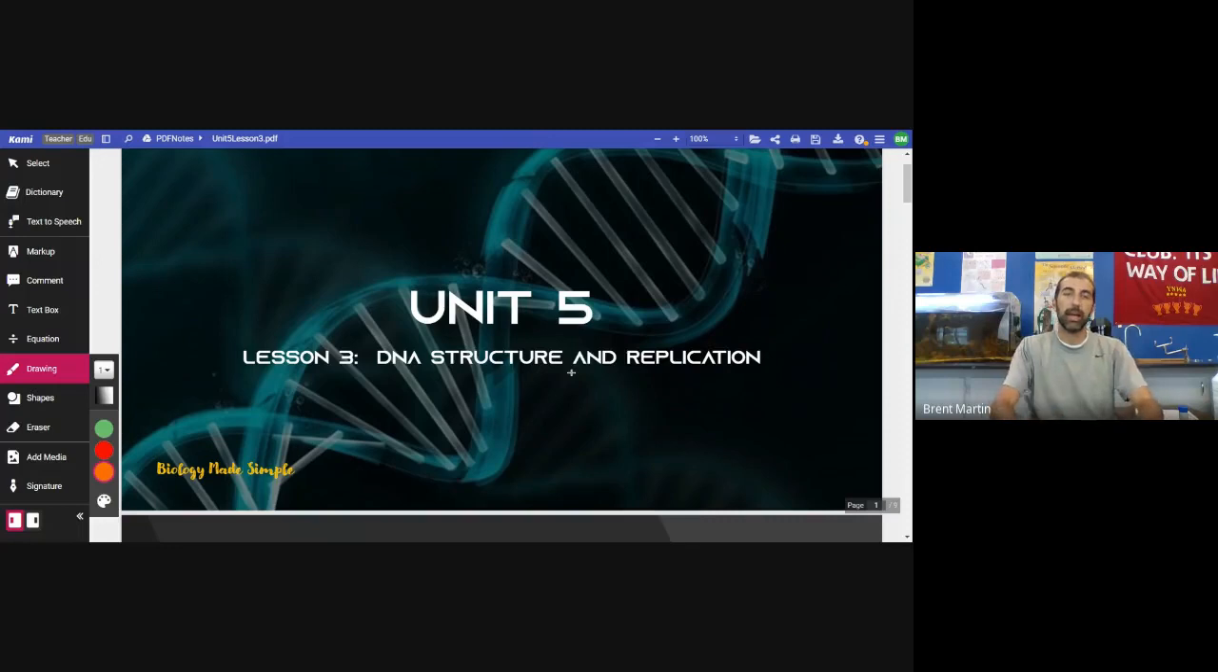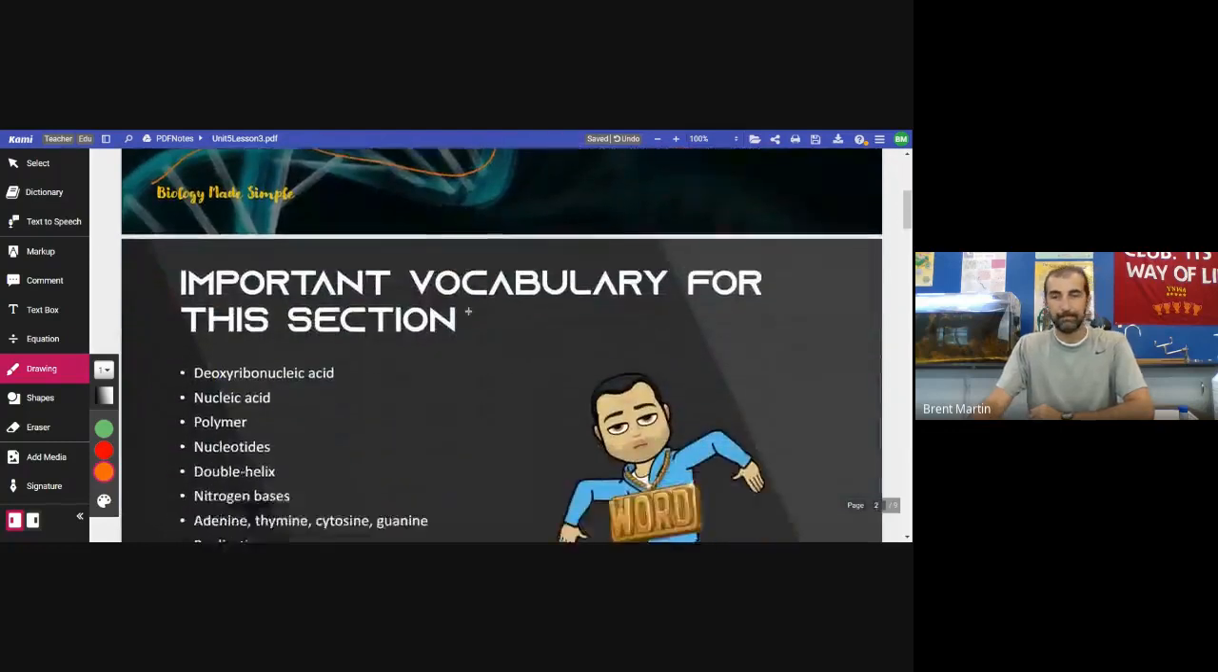You can see DNA in the background. It's kind of got this neat little double-stranded structure. You may find out about that word or phrase later. DNA is considered to be a double-stranded molecule or a double helix. All right, so we do have to talk about its structure and then how it replicates itself.